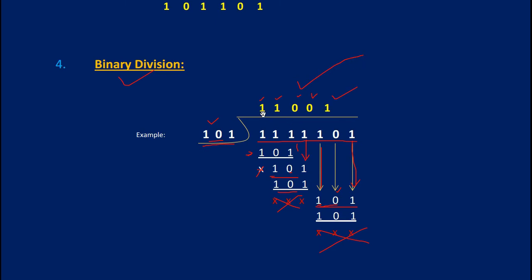So this whole division we have done here, and finally we have got the answer 11001, meaning 110 and 1. This is the answer for this binary division.